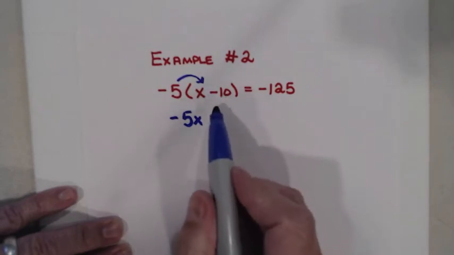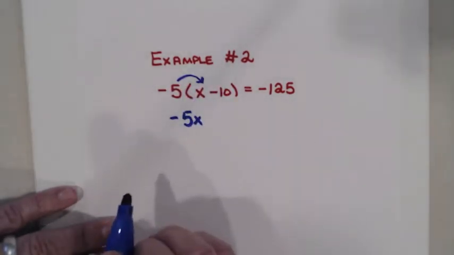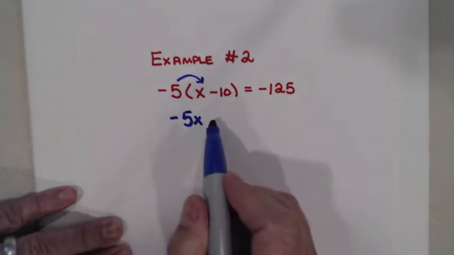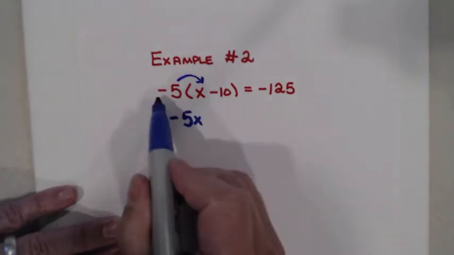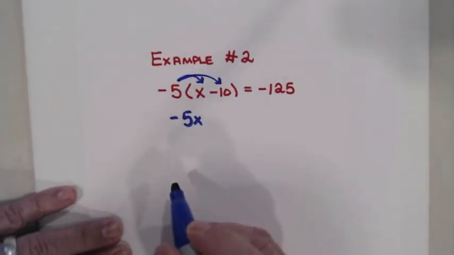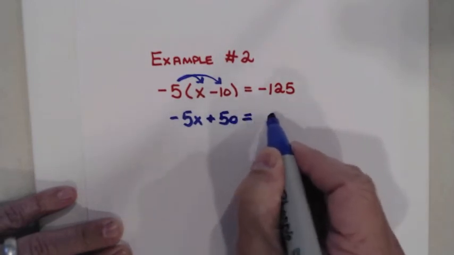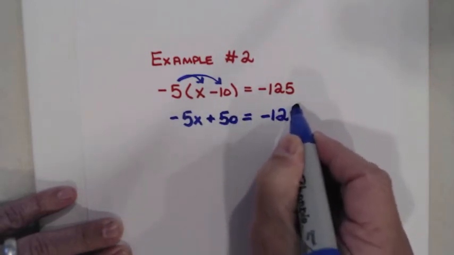Notice I did not write a sign down. I've seen a lot of videos where they bring this sign down, but you actually have to multiply these two to figure out what you get before you can determine what sign goes right here. This is a -5 and that's a -10. A negative times a negative is positive 50. I bring down the rest of my equation.